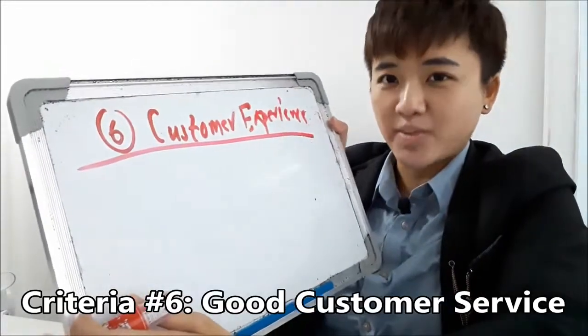Next criteria, which is criteria number, is it number 6? I would say this is very, very important because it shows whether your broker cares about you as a person or does it care about your bank account. So how do you determine whether your broker really cares about you? Is to test out. What do you want to test out? You test out their customer experience.